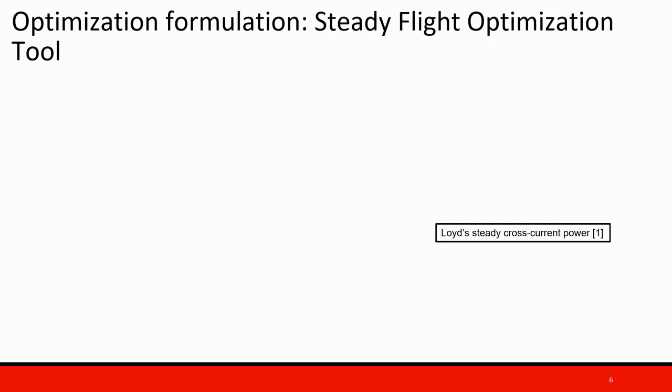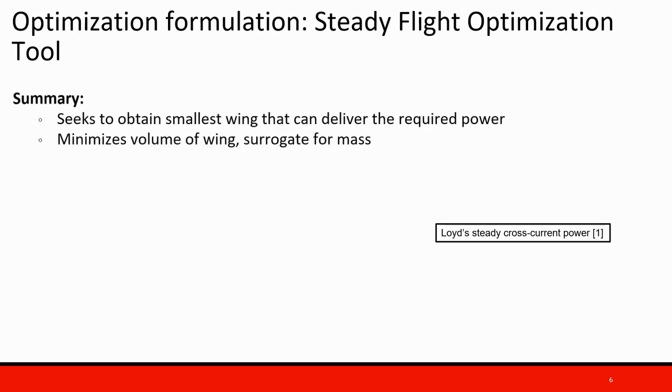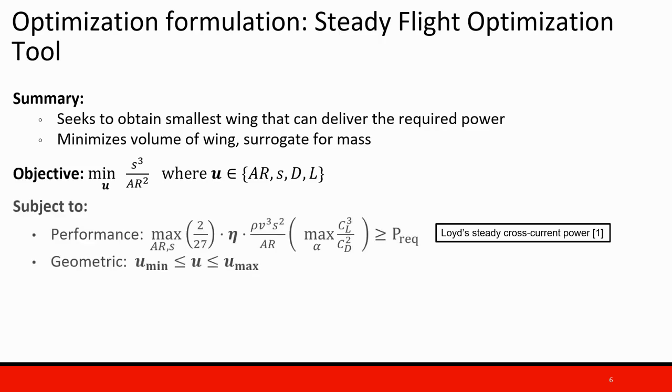The co-design problem can be divided into three main subproblems. Each subproblem has been developed into an optimization tool that was eventually used in the proposed co-design framework. The first, the steady flight optimization tool, seeks to obtain the smallest wing that can deliver the required power. This is done through minimizing the volume of the wing that acts as a surrogate for the mass. The mass of the wing can be determined only with the structural decision variables like the number of spars or the thickness of the spar.